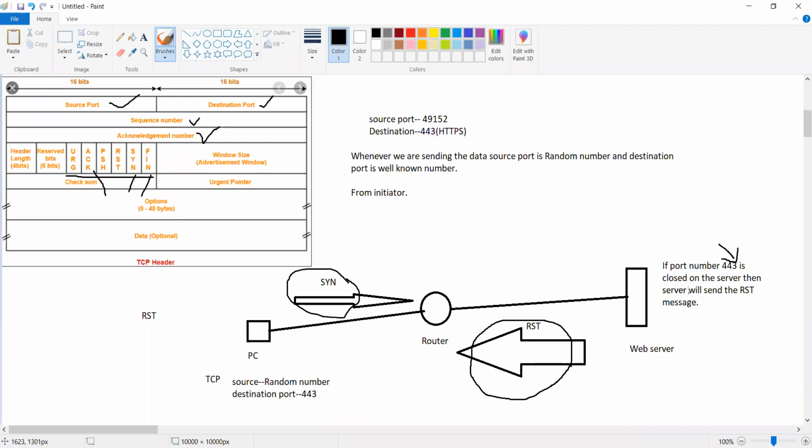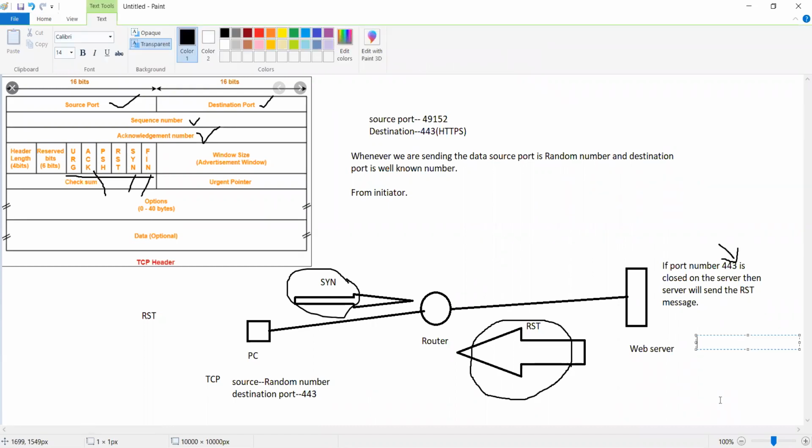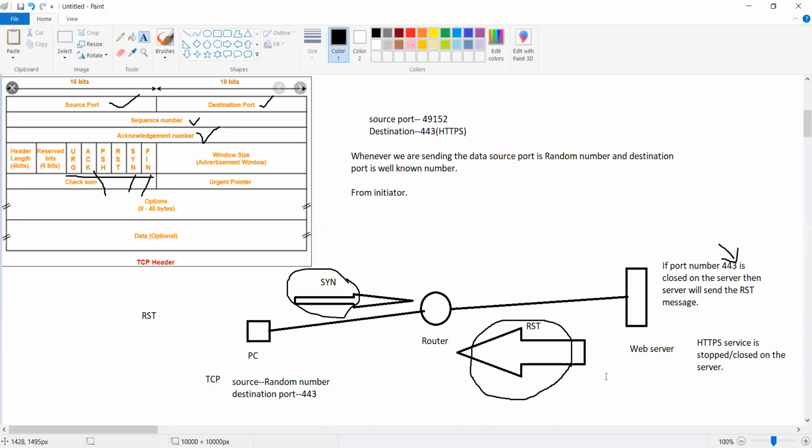So if it is a web server, actually what happens is this service should be running. The HTTPS service would be there on the server, but it is stopped or closed. Hence it is sending a reset message. Is this thing clear or any confusion in this? No, it's clear. Now we are done with reset as well.